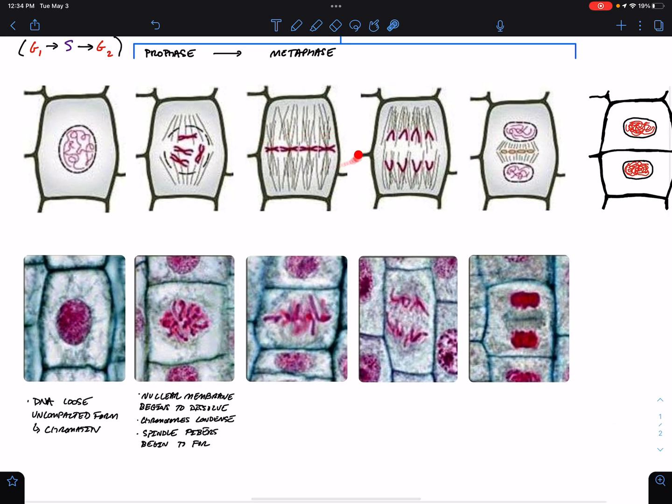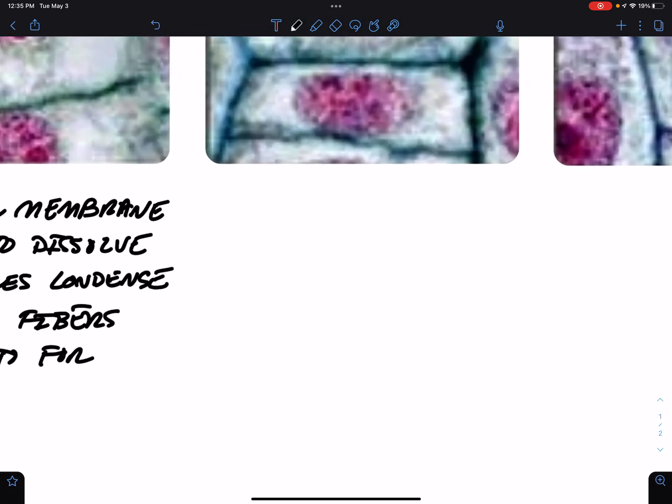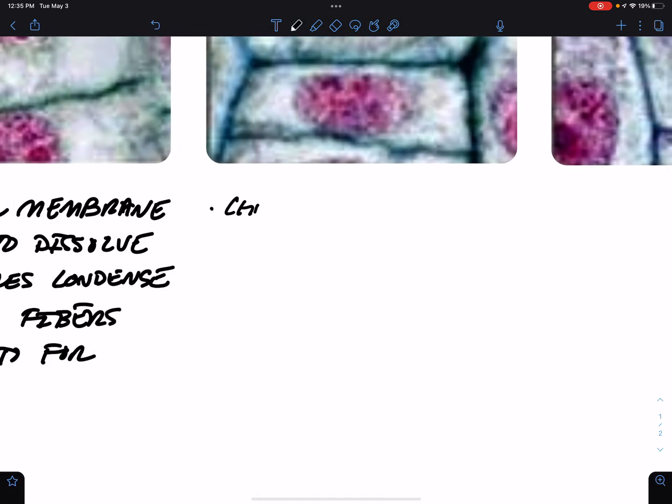So when they line up like this, we have all the information that the cell needs on this side of the equator, and then all the information that the cell needs in order to grow and live and survive on this side of the equator as well. So, one, chromosomes align on metaphase plate.